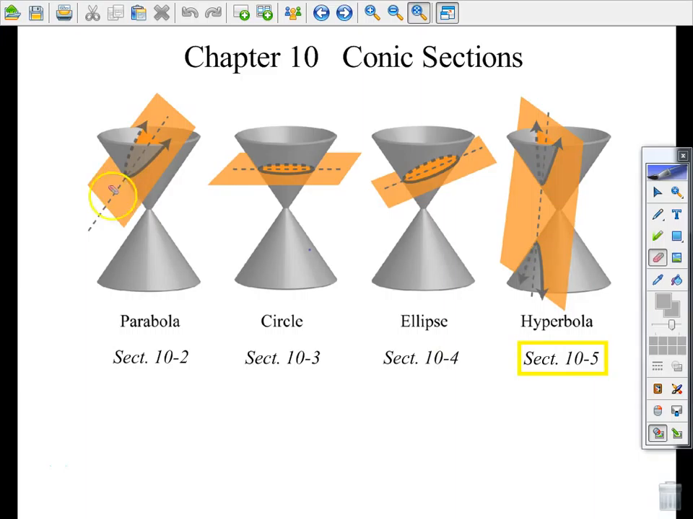So here we are. You've been seeing this slide as we've made our way through this chapter. We're now at the last section as far as learning about the conic sections. The actual last section of this chapter will be translating the conic sections, moving them from the origin as the center. We'll see if we get to that after the test.